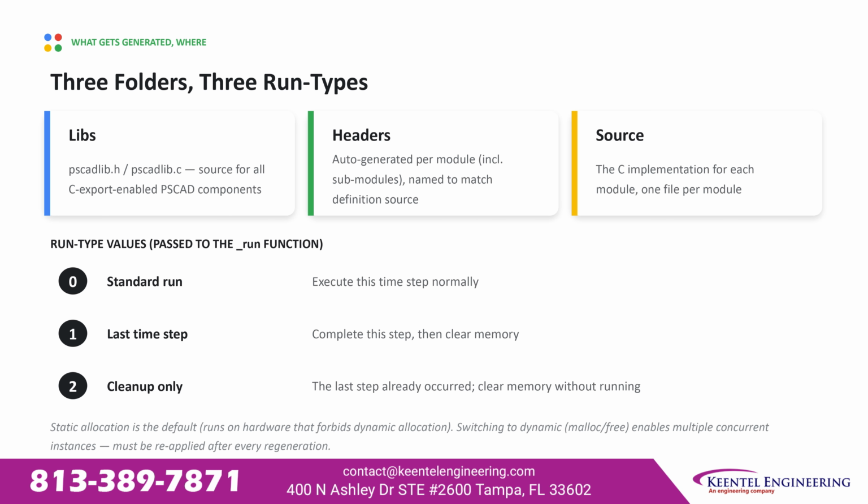The generated code is called through a run function that accepts a run type value. Run type 0 is a standard run. Execute the current time step normally. Run type 1 is last time step. Complete the step, then clear memory. Run type 2 is cleanup only. The last step already occurred, clear memory without running.